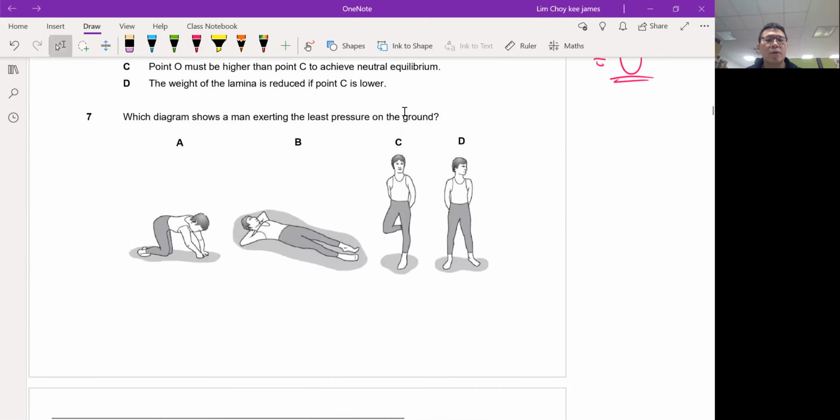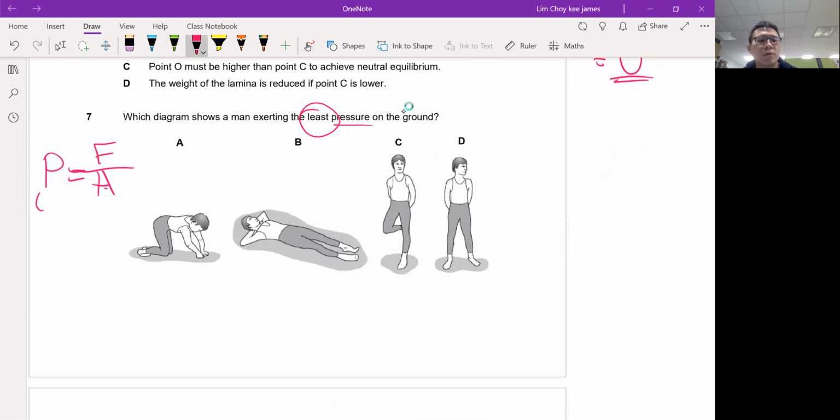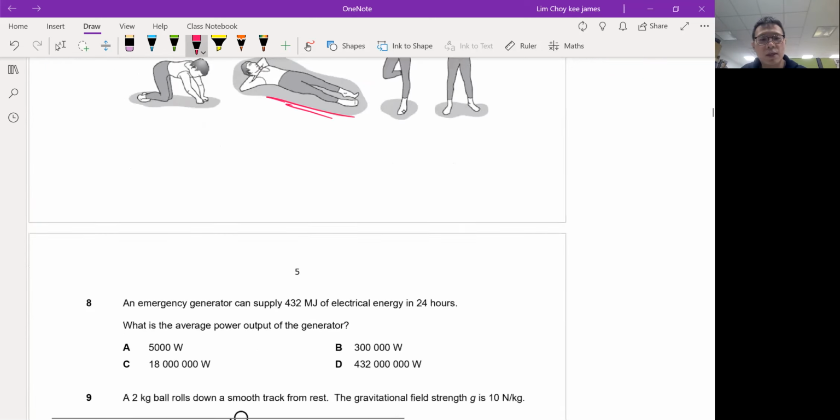Question 7. Okay, pressure. Standard formula, pressure equals F over A. I want the least, which means I want the maximum area. So for this to be small, the denominator, the area, will have to be the largest, which is B. I would say it's quite straightforward.